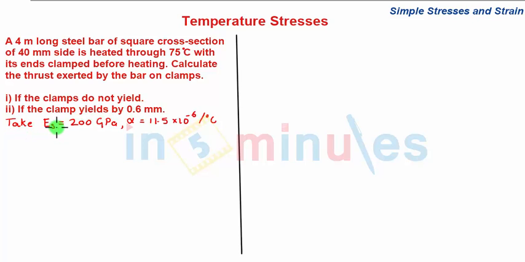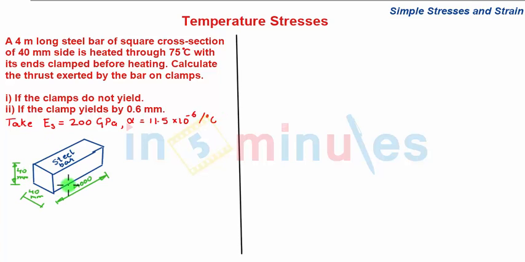Now they have given the properties of steel: E_s is 200 gigapascal and the linear coefficient of thermal expansion alpha is 11.5 into 10 to the power minus 6 per degree centigrade. We first draw the figure for the problem. So we have a steel bar of length 4 meter or 4000 mm whose sides are 40 mm as shown in the figure. In this figure we show a square steel bar which is in between the two clamps, which is nothing but support.